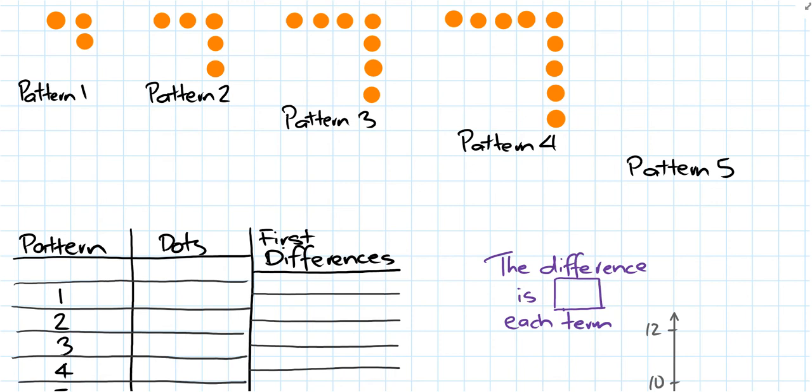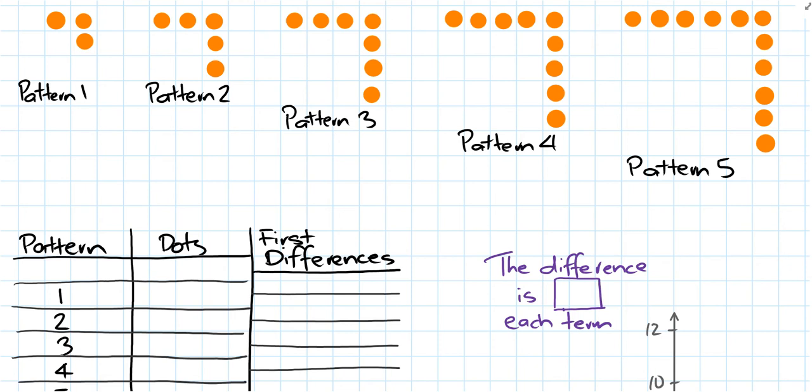So what would pattern 5 look like? So it would look like this. So you can see that we are adding 2 dots each time. So each branch of this pattern gets a dot at the end of each of those branches.